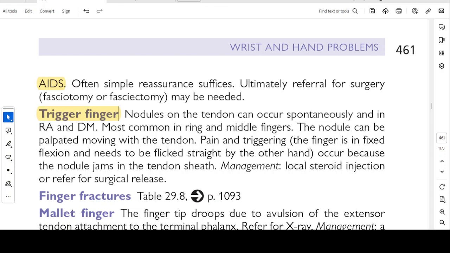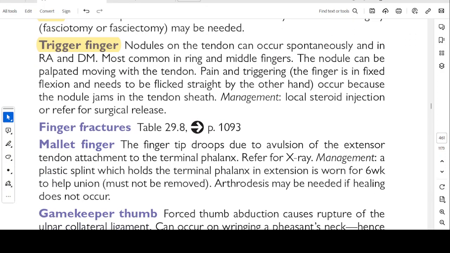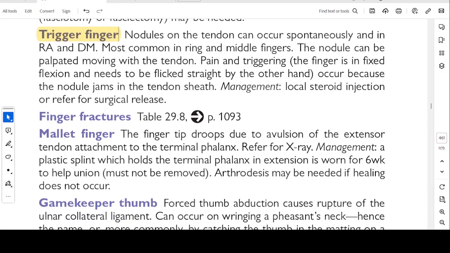Trigger finger. Nodules on the tendon can occur spontaneously and in diabetes and rheumatoid arthritis. Nodules on the tendon are most common in the ring and middle fingers. This concept has also been tested. The nodule can be palpated moving with the tendon.